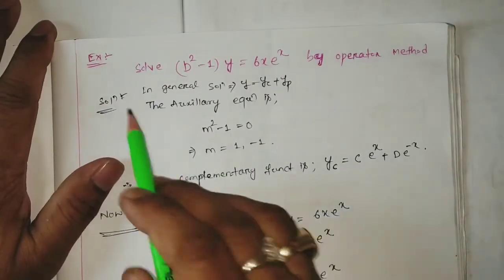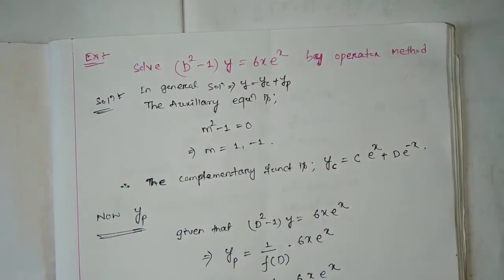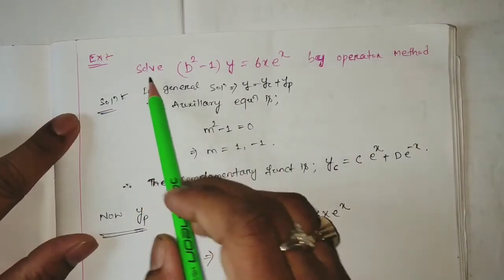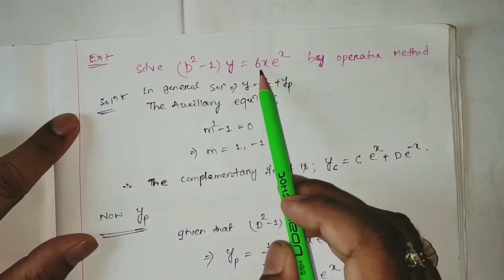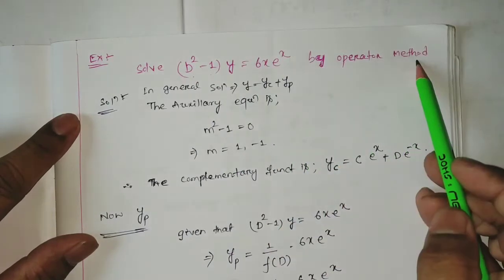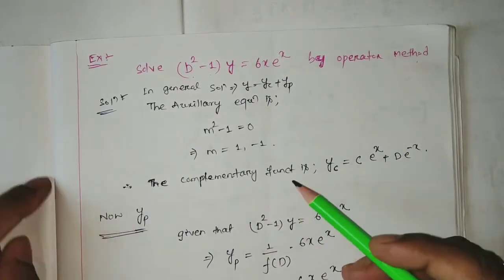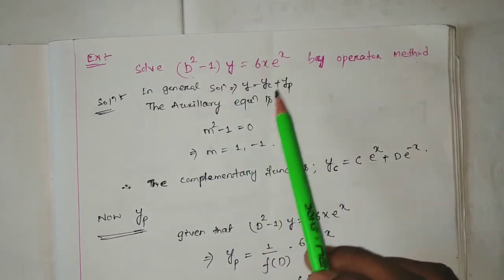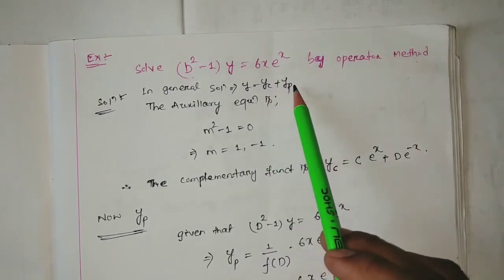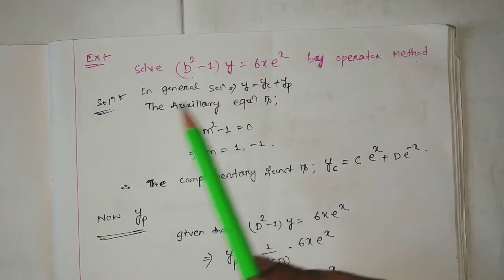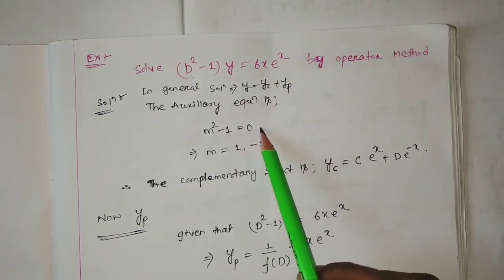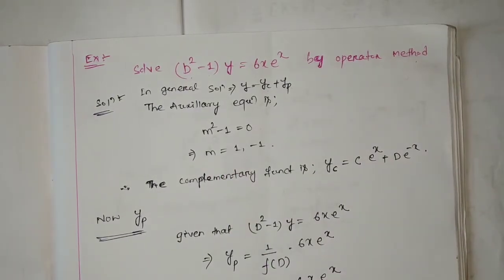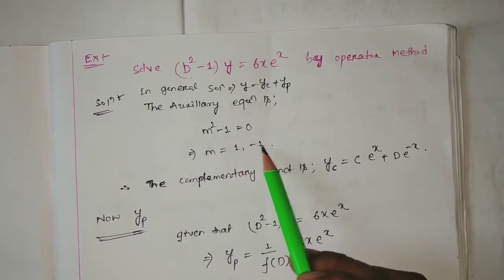So this is the numerical which is based upon this rule 4. Okay, so let's solve it. The question is: solve D square minus 1 y equals 6x e to the x by the operator method. So first of all, we are going to find the complementary function. In general, the solution of this differential equation is nothing but complementary function plus particular integral. The auxiliary equation is m square minus 1 equal to 0. So m equals plus 1 and minus 1, two distinct roots.